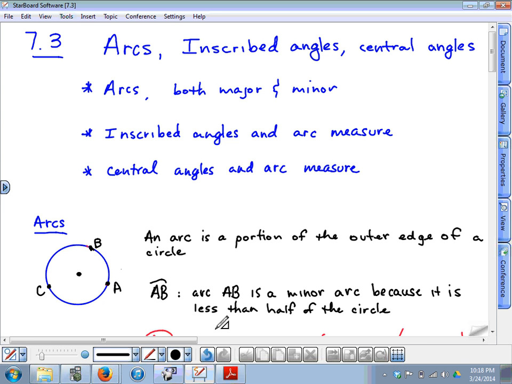Okay, this is lesson 7.3, arcs, inscribed angles, and central angles. In comparison to the last lesson, 7.2, which was super easy, this one is a little more, well, maybe even more than a little more. It's significantly more challenging, a little more time consuming. So the lesson is also going to be a lot longer.